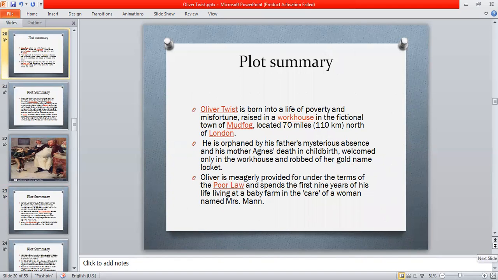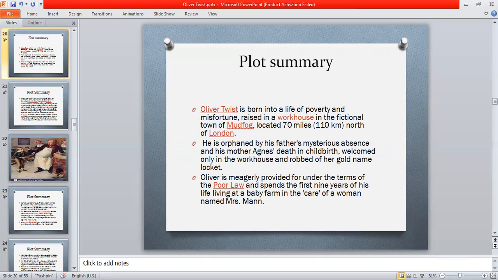The plot centers around the child protagonist, Oliver Twist, who is born into a life of poverty and misfortune, or bad luck. As he comes to life, he finds himself in a workhouse in the fictional town of Mudfog. By fictional, we mean it's not a real town. We don't have a real town by that name. This fictional town is located 70 miles north of London in the world of the novel.